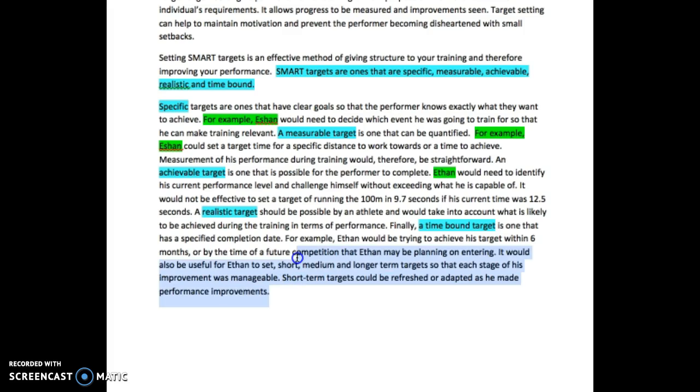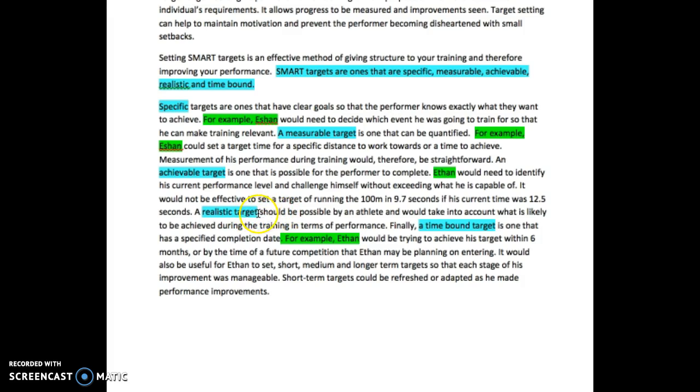Now, this last bit, in all honesty, would be a bit of showing off. It's not that essential that you mention short, medium and long-term targets, but it does show that I really understand the concept of something being time-bound or time phased. And again, I've written in here, for example, to start that bit of the paragraph off. So you can see, if you look back at this paragraph, that I've got key term and an example, key term and an example, key term and an example, key term.